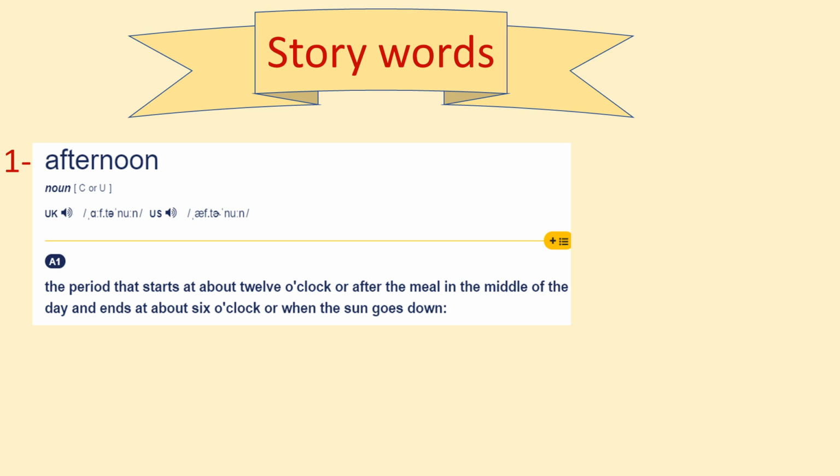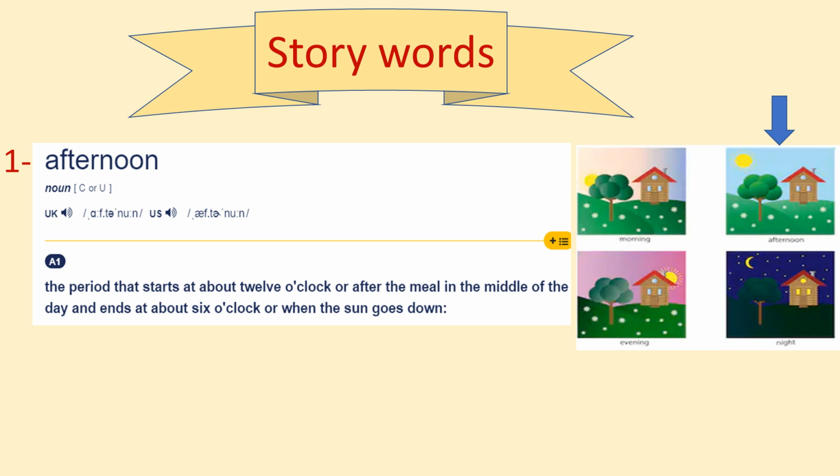A-F-T-E-R-N-O-O-N. The afternoon, kids, anyone knows what do we mean by the afternoon? It's a period of the day. In the day, as you can notice in this picture, we have four main periods. The morning, when you wake up in the morning, the sunrise in the morning. We have also afternoon, when it's around 12 o'clock. At 12 o'clock, kids, what do you have at school?